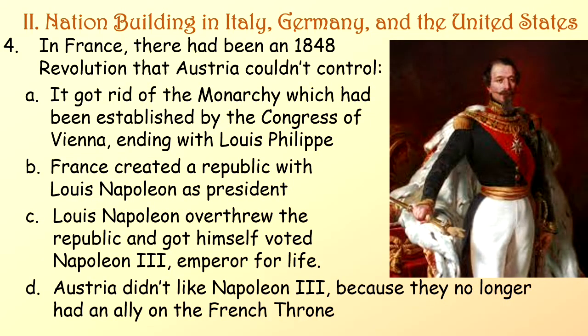In France, there had been an 1848 revolution that Austria couldn't control. It got rid of the monarchy, which had been established by the Congress of Vienna, ending with Louis Philippe. France created a republic, with Louis Napoleon as president. And then Louis Napoleon overthrew that republic and got himself voted Napoleon III emperor for life. Austria didn't like Napoleon III because they no longer had a controllable ally on the French throne.